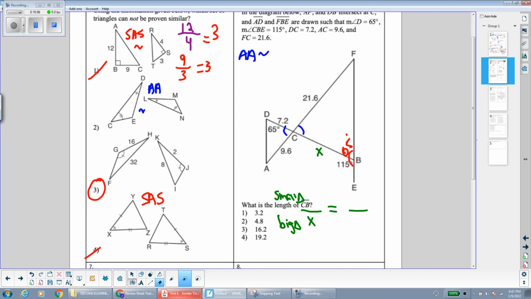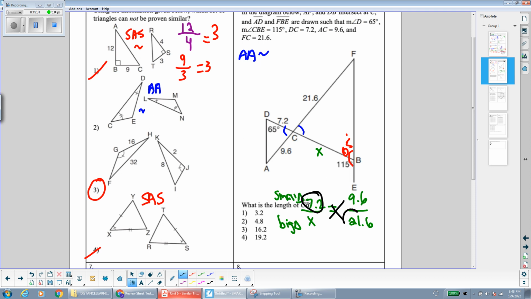Okay, so let me put 7.2 over here. That's the corresponding side from the small triangle. The only other side from the big triangle that we have is 21.6. And the side from the small triangle that corresponds to FC would be AC over here, which is 9.6. From here, all we need to do is cross multiply and solve for x.